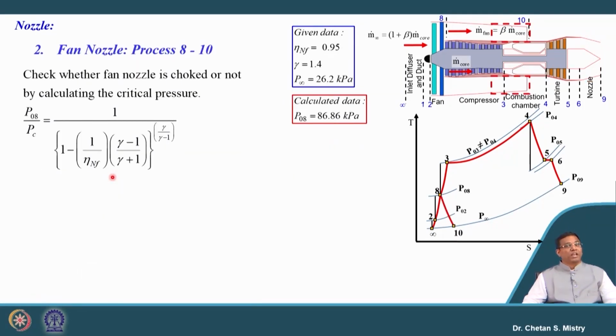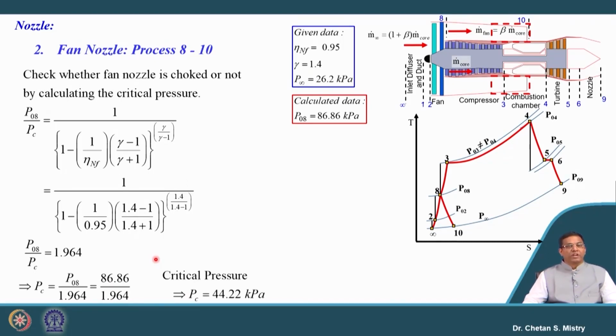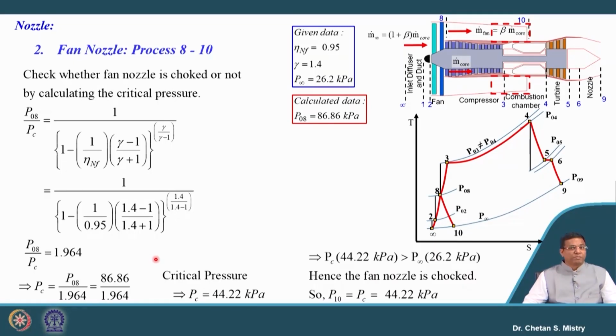Similarly, we can do the calculation for our fan nozzle. The formulation will remain the same. Be careful, this will be given in terms of my entry pressure divided by critical pressure, and if we do this calculation, the critical pressure comes to be 44.22 kilopascal. Let us compare this pressure. This pressure is greater than our atmospheric pressure, and that means my nozzle is a choke nozzle, and for this choke nozzle my exit pressure will be equal to the critical pressure.